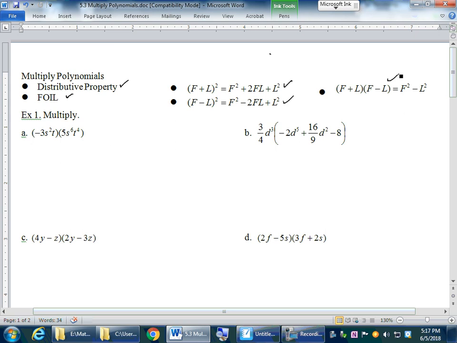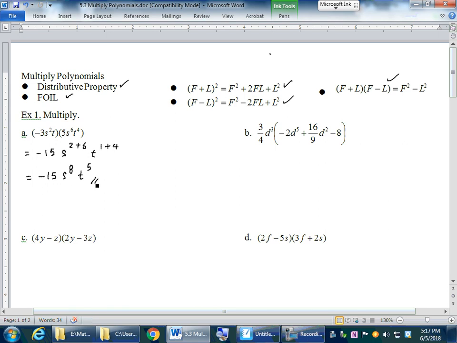When you are multiplying a monomial times a monomial, we use the properties of exponents from the previous sessions that we talked about before. So this will become negative 15 s to the second power plus 6, because it's the same base, and t to the first power plus 4. Which gives us negative 15 s to the 8th power and t to the 5th power. That would be my final answer.